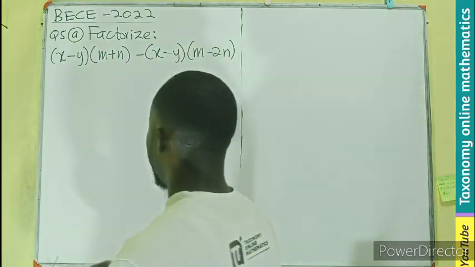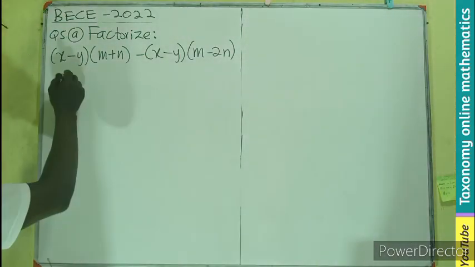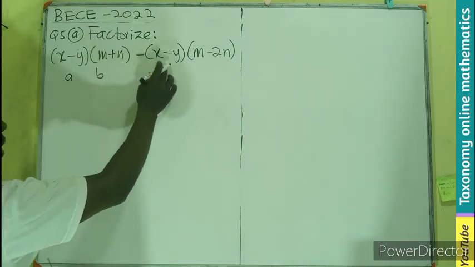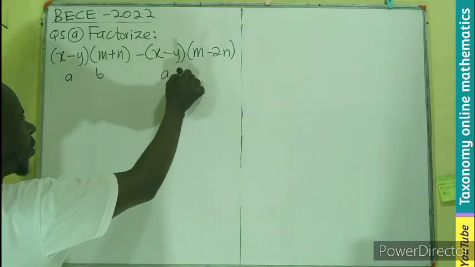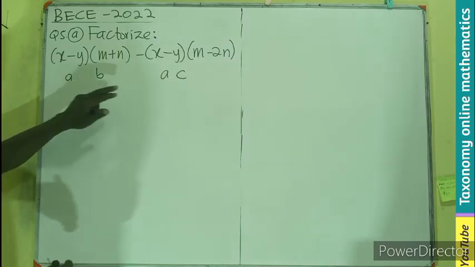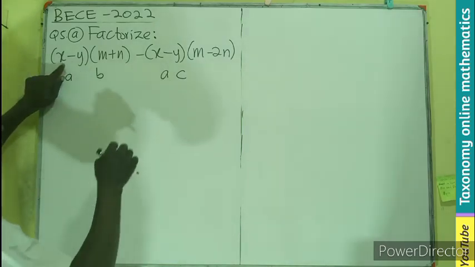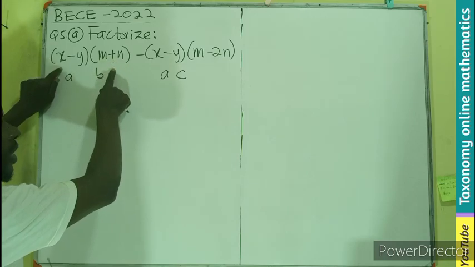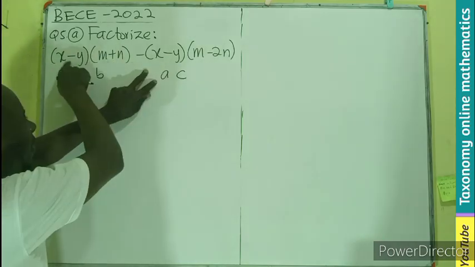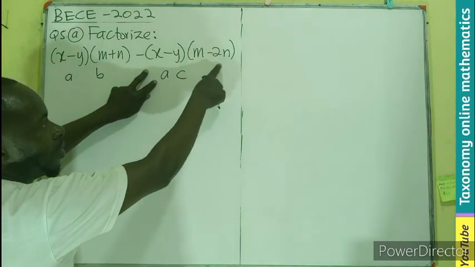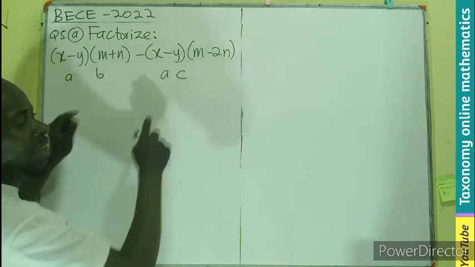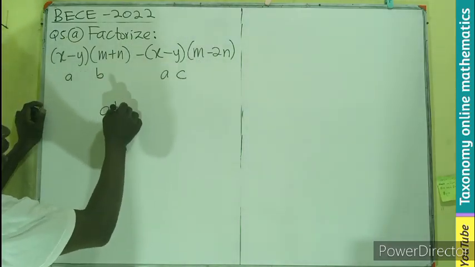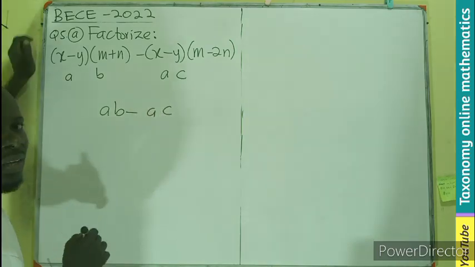So what do we do? We are seeing that this is just a multiplying b, so ab. This is also a multiplying c. I am using c because a and a are the same. So this is a times b minus a, the same number, times c, because this and this are not the same. So now if I am to factorize ab minus ac, what do we do?